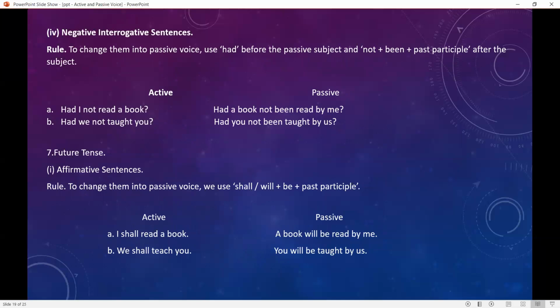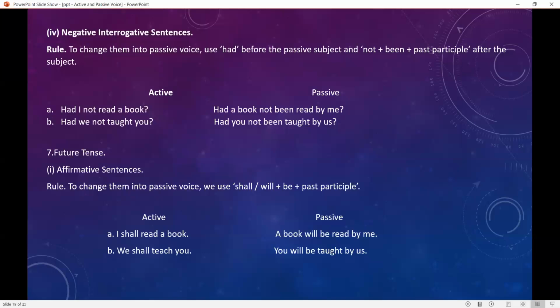The next one is of negative interrogative sentences. The rule is to change them into passive voice using had before the passive subject and not plus been plus past participle after the subject. Now under active, had I not read a book? Under passive, had a book not been read by me? Under active, had we not taught you? And under passive, had you not been taught by us?